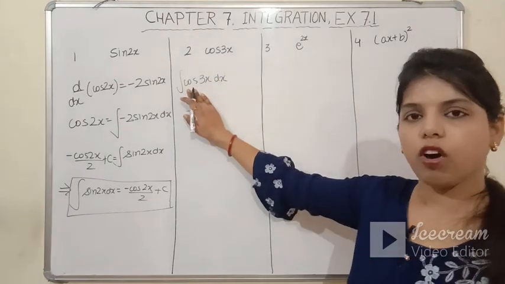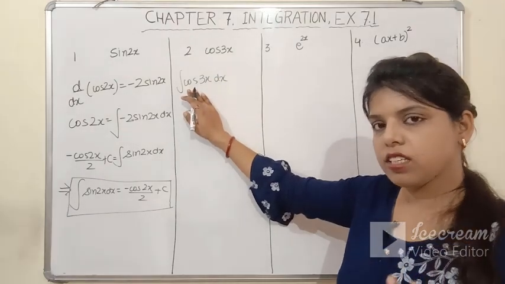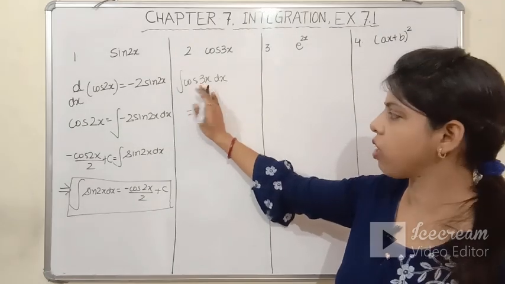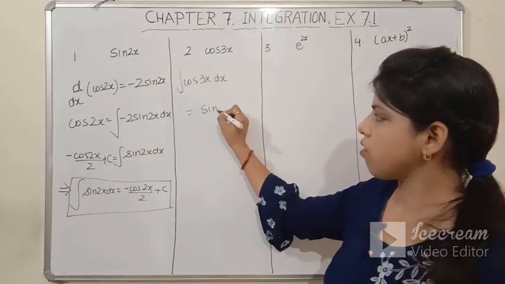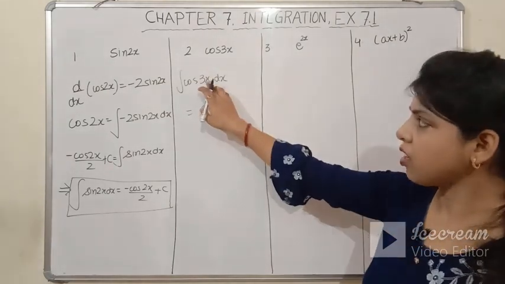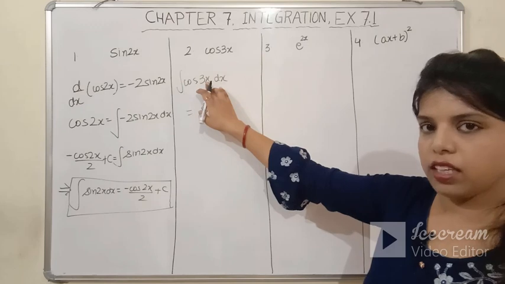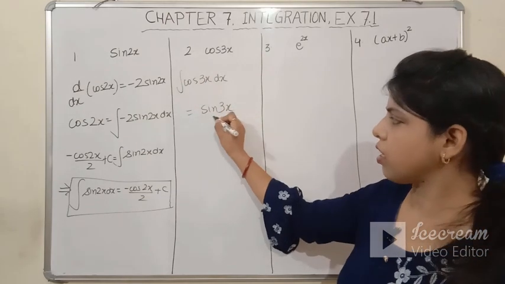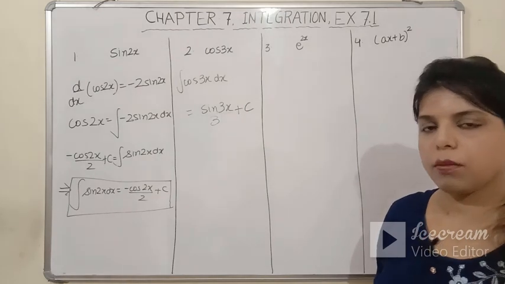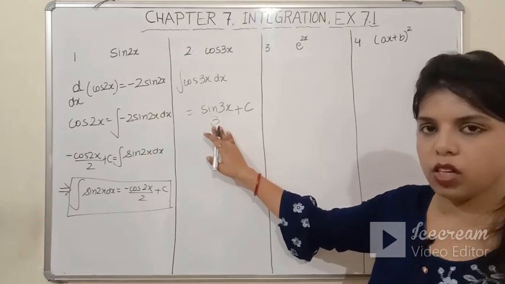The integration of cos x is sin x. Please remember that the theta will not change. Here theta is not x, it is actually 3x. So the answer will be sin 3x. But here the coefficient of x is not 1, it is actually 3. So 3 will come in the denominator, plus c. So this is our answer, sin 3x upon 3 plus c. This is the direct method you can use.